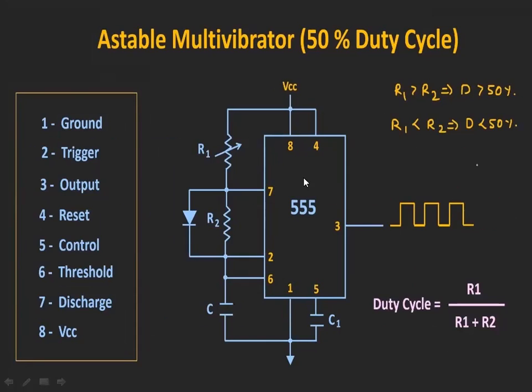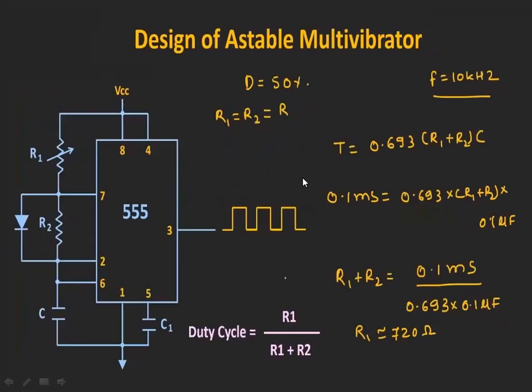Next, we are going to design an astable multivibrator such that it generates a 50% duty cycle and a frequency of 10 kilohertz. A problem is given for us. The two values given are 50% duty cycle and a frequency of 10 kilohertz. With these, we are going to design the R1 value, R2 value and the C value.